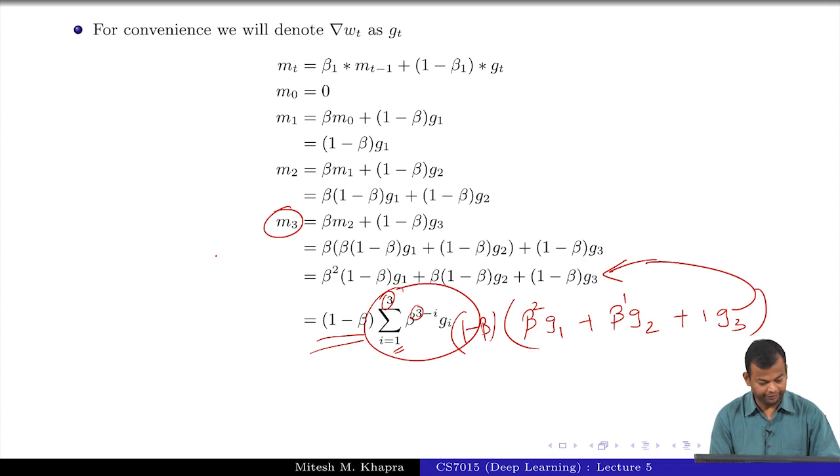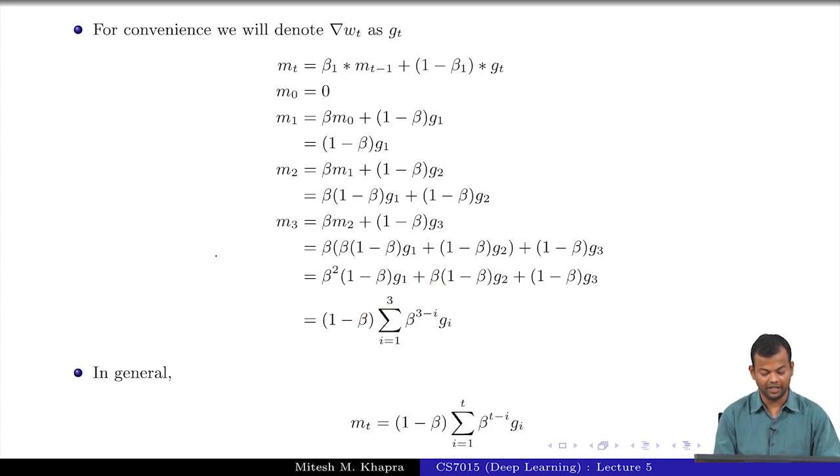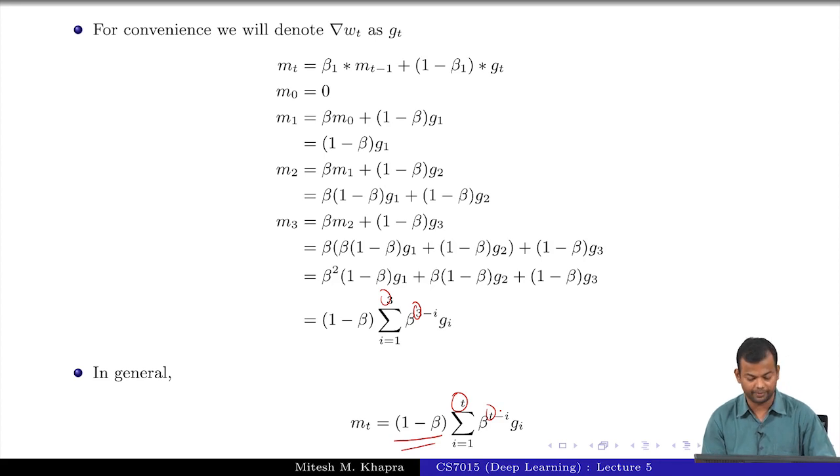Now, what if we want to write it for the Tth entry in general? What if we want to write the expression for MT? So in general, MT we can write as (1 minus beta) times the sum from I equal to 1 to T of beta raised to T minus I into GI, right? Here I have just replaced the 3 by T. You can just verify that you can generalize from the third entry to the Tth entry, okay?